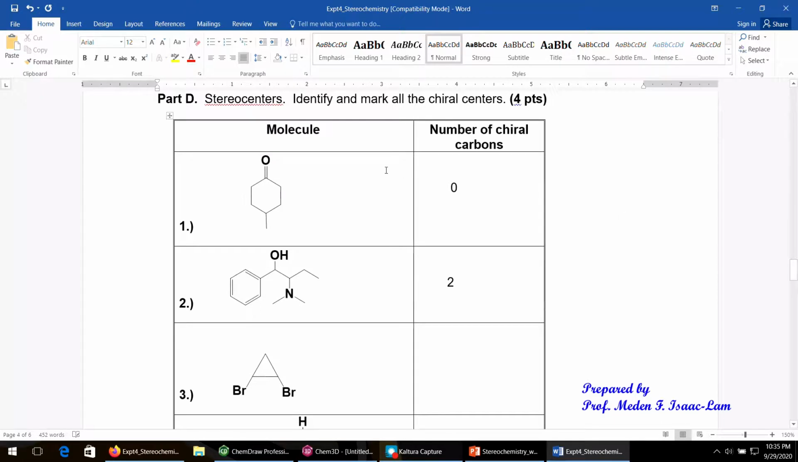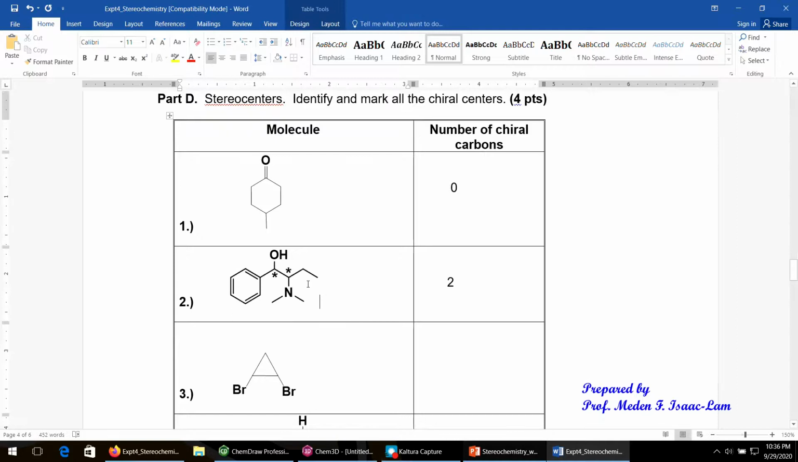Next, part D. You're going to identify and mark all the chiral centers for the given structure. So, first structure, no chiral carbon, 0. For the next one, there is a chiral carbon, this carbon and that carbon. So 2 chiral carbons. So mark that with an asterisk, this carbon and that carbon. So it should show like this. Mark it with a star or an asterisk, the 2 carbons that are chiral.